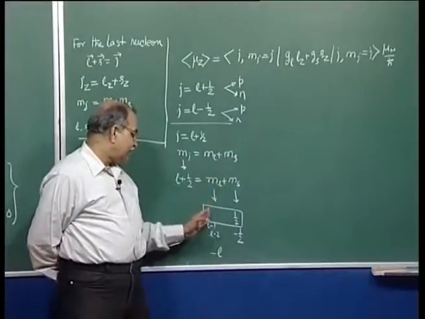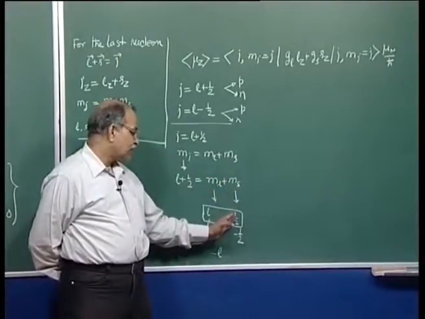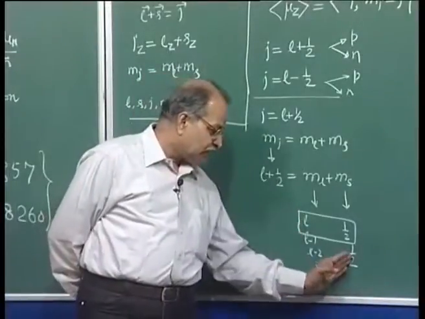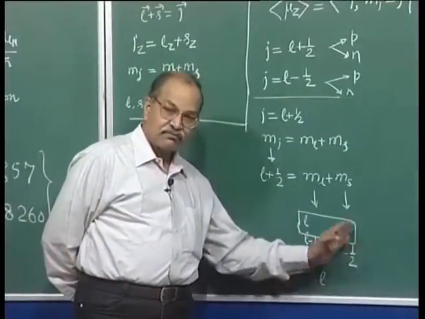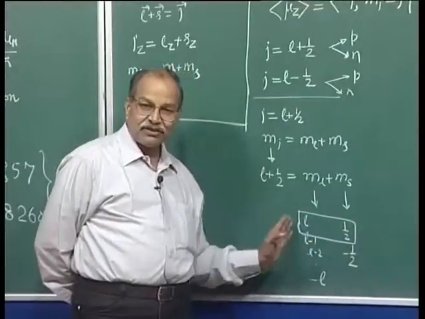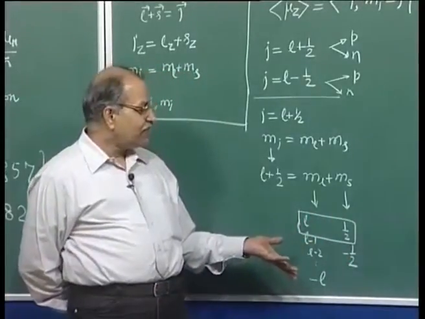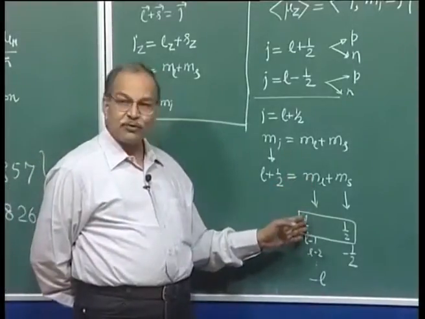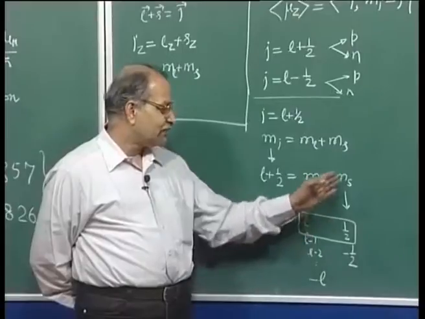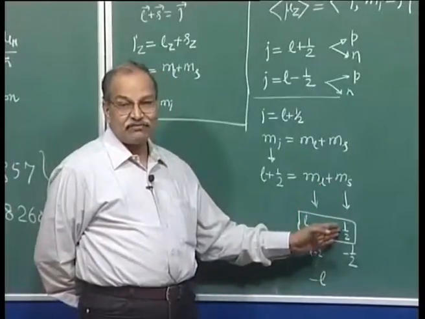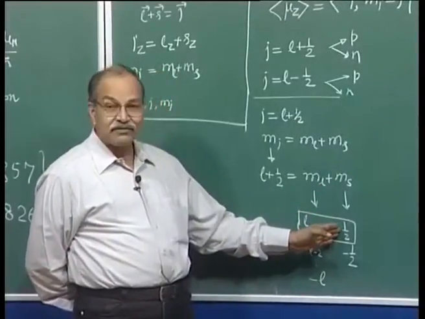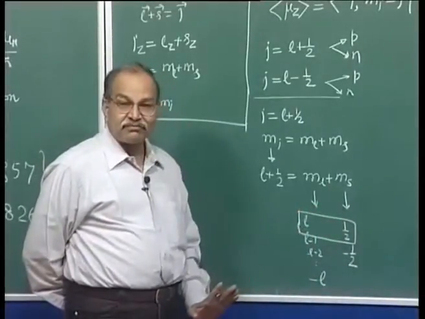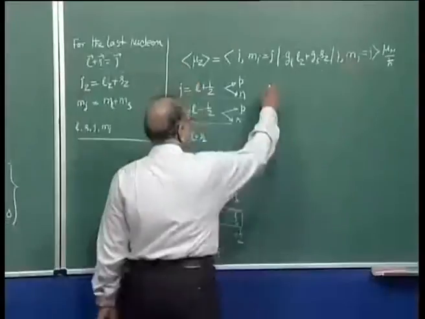M l should be L and m s should be half, then I will get L plus half. Any other combination? No. So, fortunately for us the calculations will be easy. M l has only one value and m s also has only one value, that is, m l should be equal to L and m s should be equal to half. Now, it is very simple.